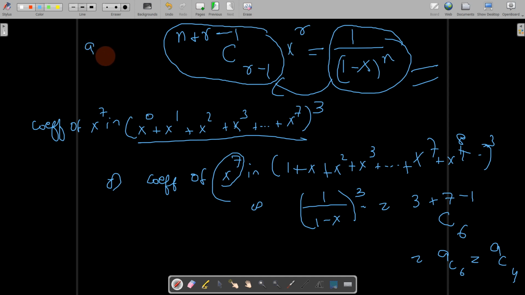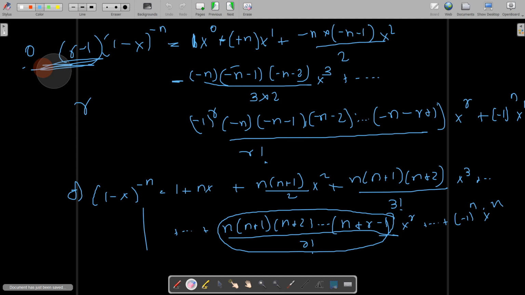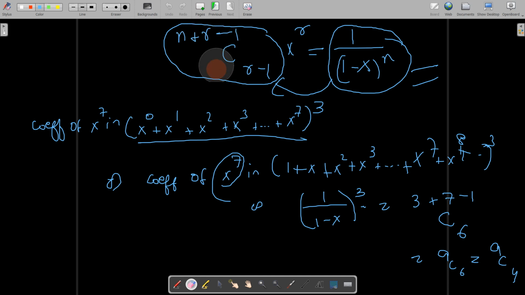9, choose 7. Oh, sorry. I have made a small mistake over here. See, in the proof where we did wrong. See, we had how many terms? We had from 0 to r minus 1. Total r terms we had, right? So this is n plus r minus 1, choose r, not r minus 1. It would be choose r. So this is the reason. Okay. N plus r minus 1, choose r.